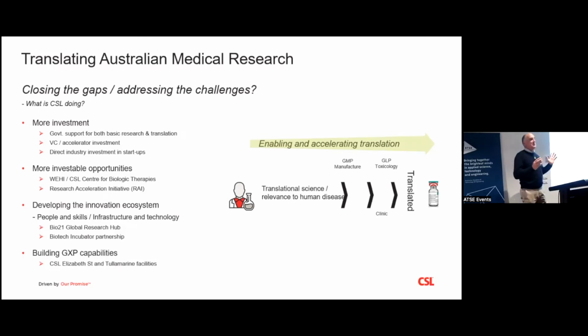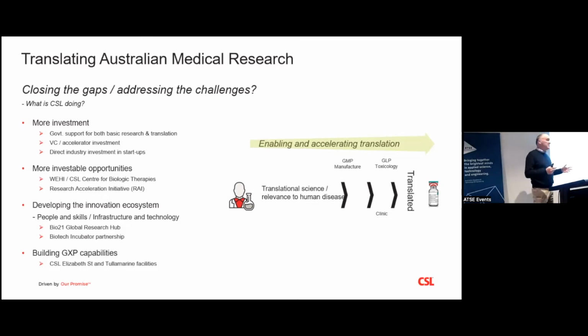We set up last year the WEHI CSL Centre for Biologic Therapies because CSL was very strong in biologics. WEHI, great outcomes in small molecules, but really no biologics capacity at all. So we moved all of our technology across into WEHI for them to make use of it. We've got a research acceleration initiative going where we're out funding research, early stage ideas. And what I really want to talk about is the effort we've made towards developing the innovation ecosystem, particularly here in Parkville, but also elsewhere in Australia.